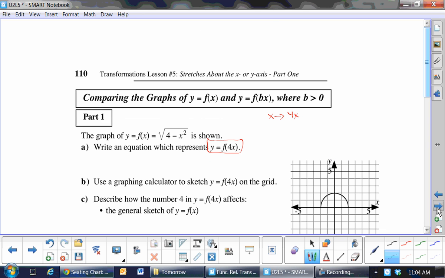So remember, x is a horizontal stretch by a factor of 1/4 about the y-axis. Okay, that means it's attached to the y-axis.